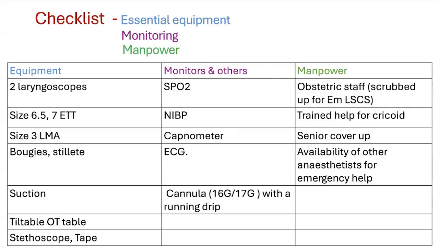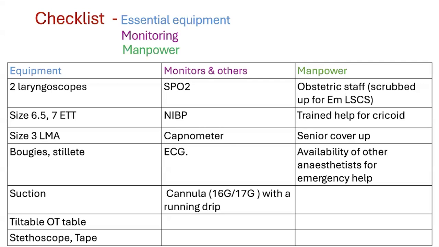So if we are going for a general anesthetic, the most important thing that we have to remember is the airway. It is because of the maternal physiology and anatomy, it can give rise to a complicated, difficult airway. So there are 3 things that we have to prepare. 1, equipment. 2nd, get the monitors on. 3rd, we have to have the adequate manpower.